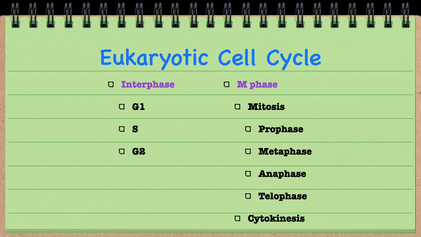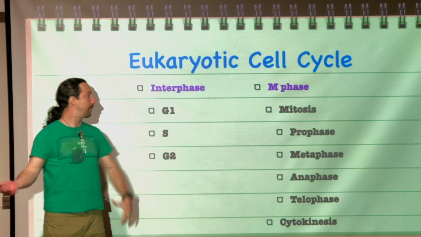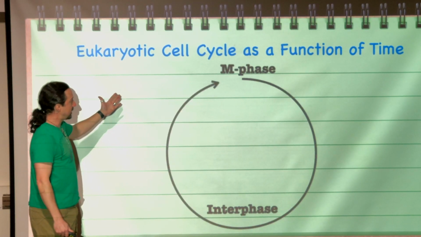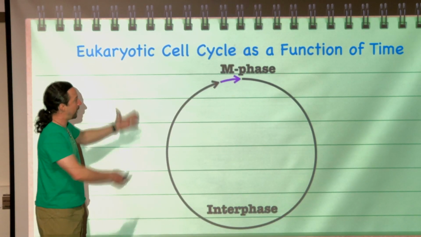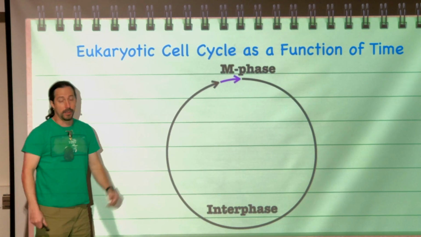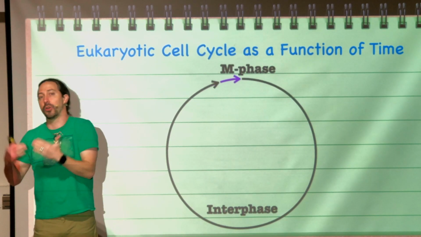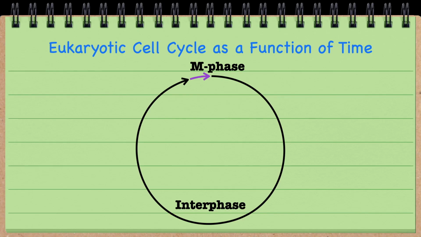So let's look at these individually. How does that cell cycle actually look? And here it is. First, interphase and M phase. Interphase is the vast majority of a cell's life, and M phase is just that little bit at the top. So the vast majority of the time that a cell is alive, it will be in this phase called interphase. And interphase, as you saw, is broken into those three different parts. G1, S, and G2.